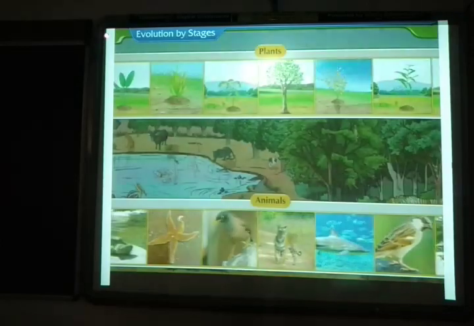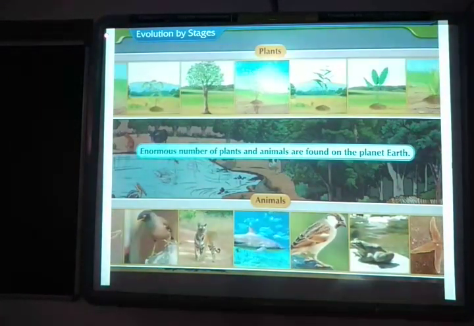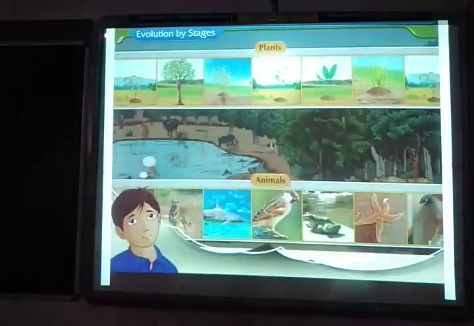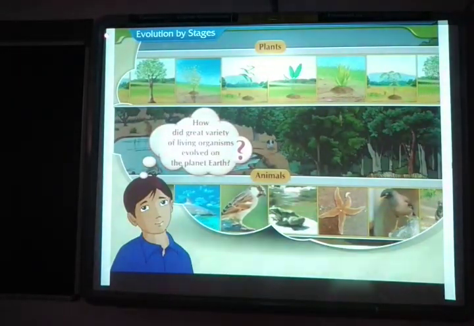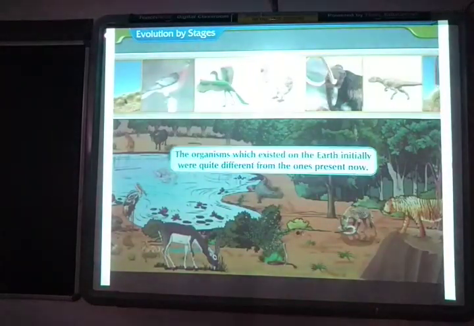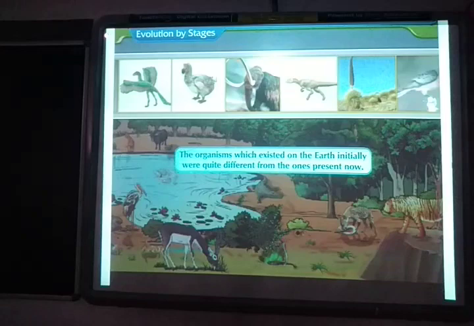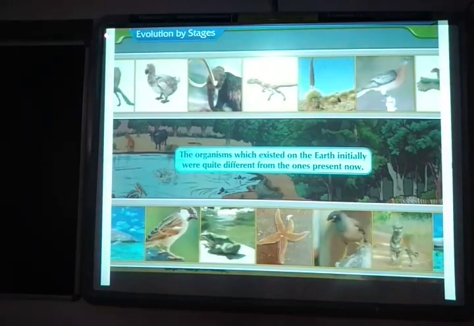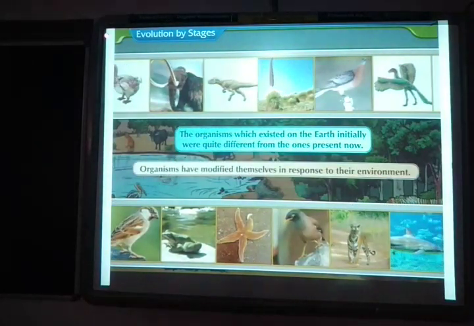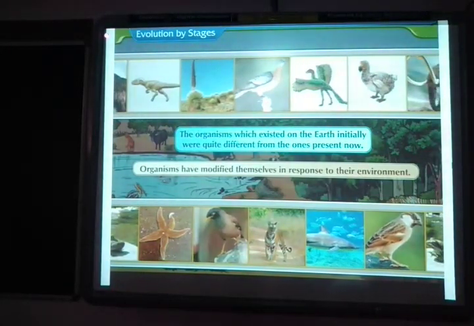Evolution by stages. There are an enormous number of plants and animals found on the planet Earth. How has this great variety of organisms evolved? Well, the organisms which existed on the Earth initially were quite different from the ones present now. They have modified themselves in response to their environment.